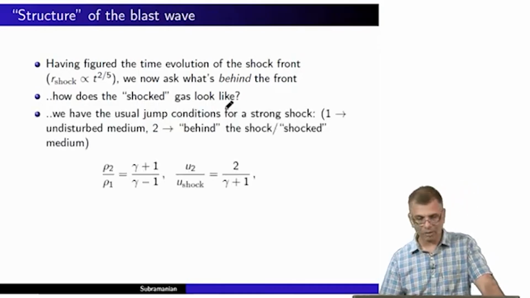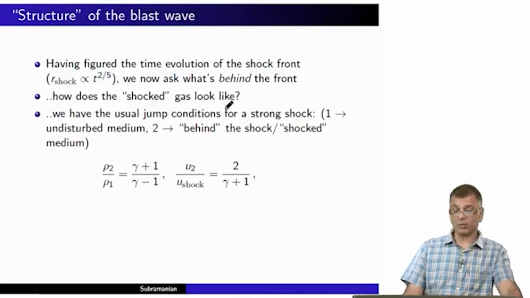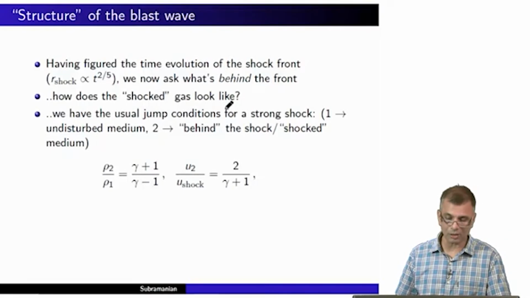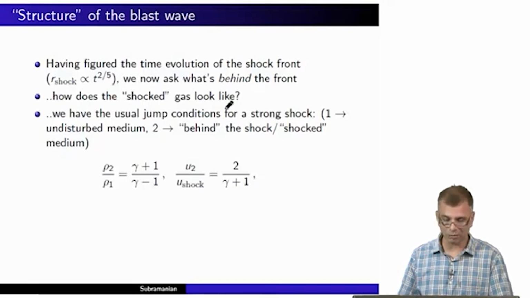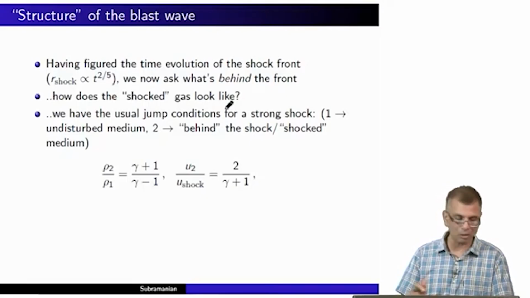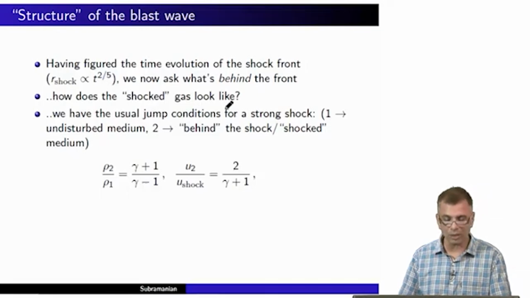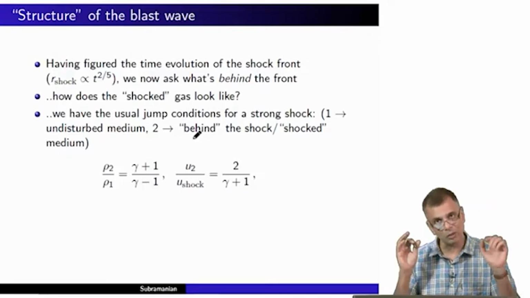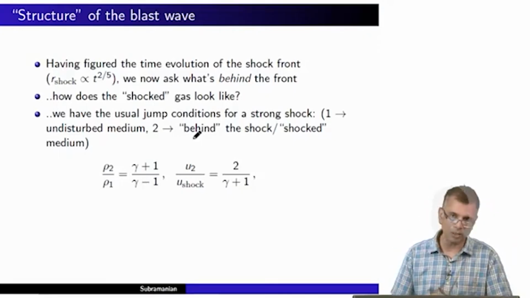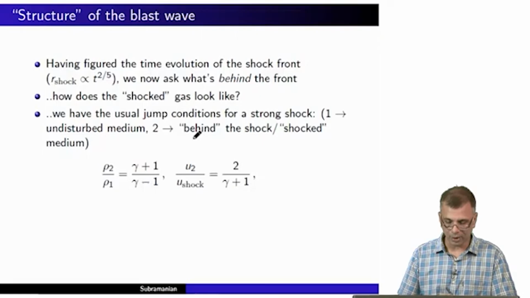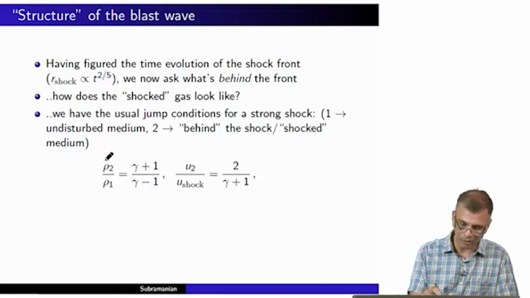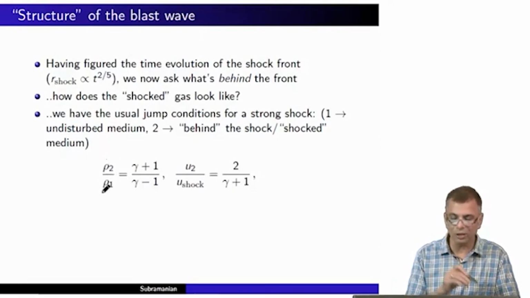Now we have the usual jump conditions for a strong shock. You remember this from our earlier discussion of shocks. The subscript 1 would describe the undisturbed medium, and 2 would be behind the shock, the shocked medium that we just saw in the beautiful picture. So this would be the shocked density, and this would be the unshocked density.